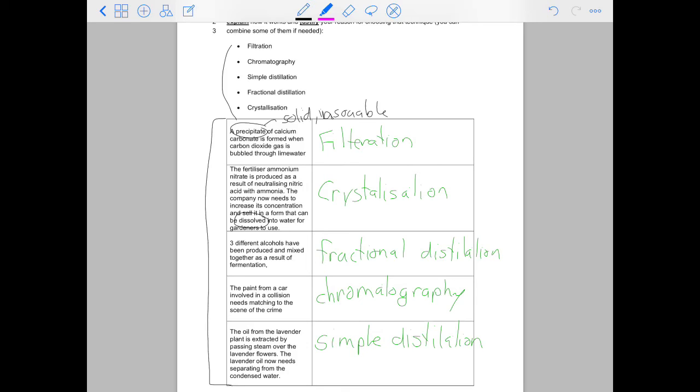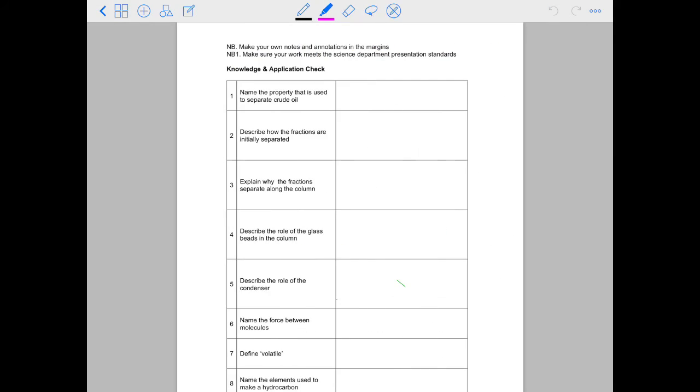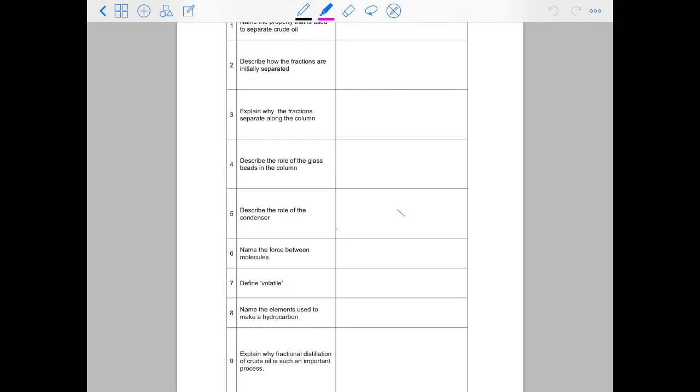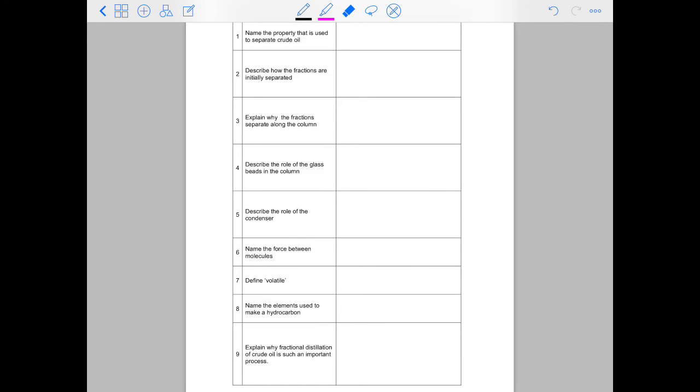The hint in the third one here is 3 different alcohols. If you have more than 2 different things you mix, then it needs to be fractional distillation so that you have the opportunity to get all 3 things separately. The paint from a car, any kind of colors, we would do chromatography. And here, because we have 2 simple things with different boiling points, we could just use simple distillation to separate those 2 things.